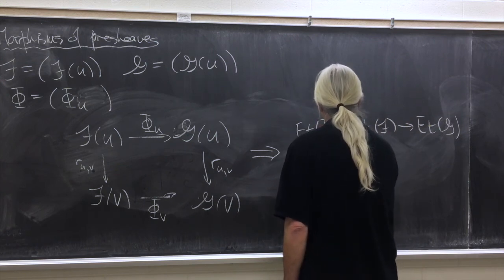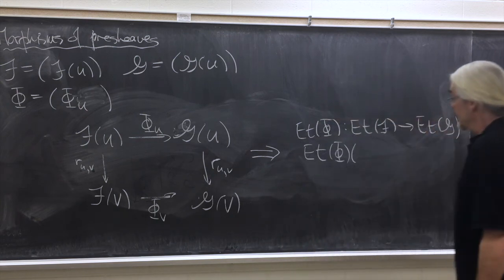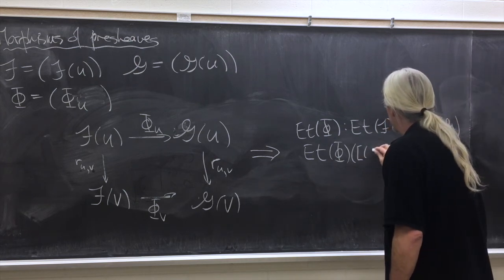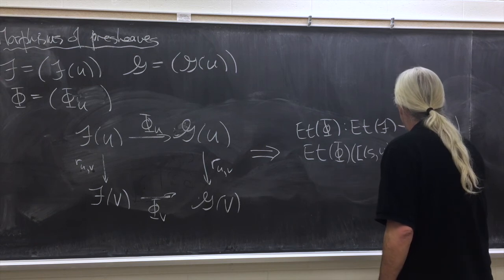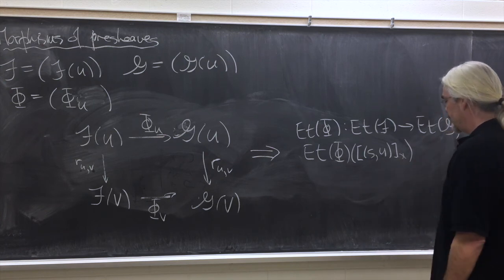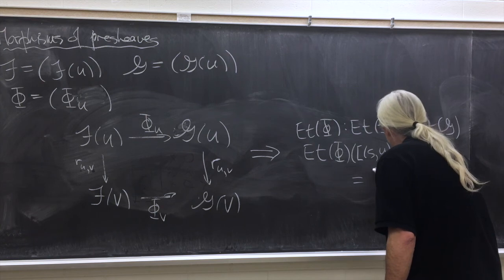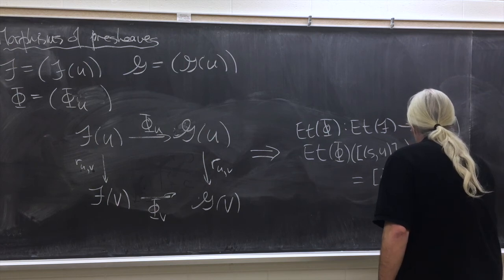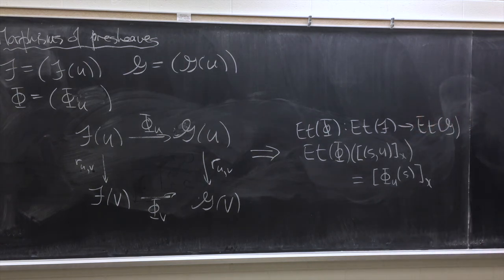The etale map T is applied to a germ, an equivalence class. So we take a local section s over an open set U, and take its germ at x, and this will be the germ of phi sub U applied to s at x. So this is a map that maps germs at x to germs at x. It preserves the stalks.